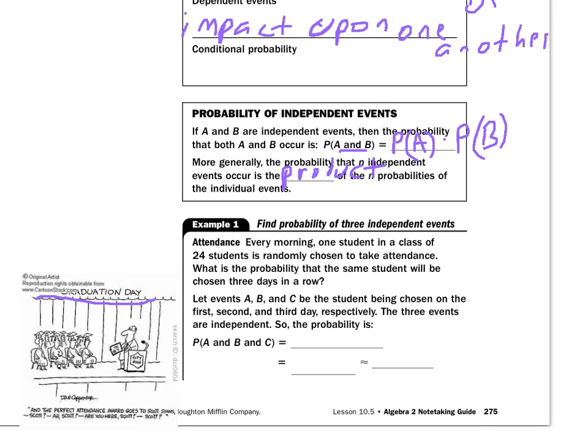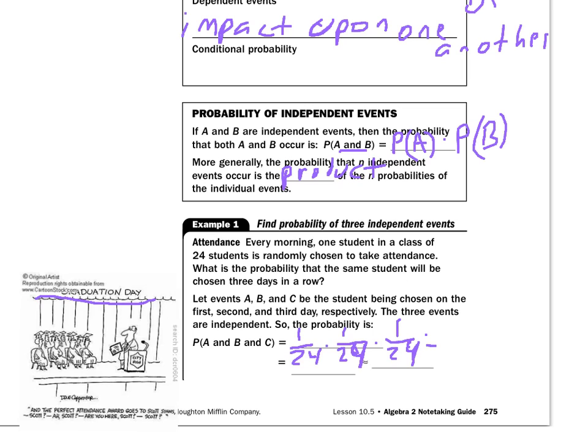Every morning, one student in a class of 24 is randomly chosen to take attendance. What is the probability that the same student will be chosen 3 days in a row? The student has a 1 in 24 chance of being chosen on the first day. On the second day, he also has a 1 in 24 chance, and on the third day, a 1 in 24 chance, because, let's say they're picking with cards or sticks. When you pull out a card, you put the card back in, so your chances are equally likely.